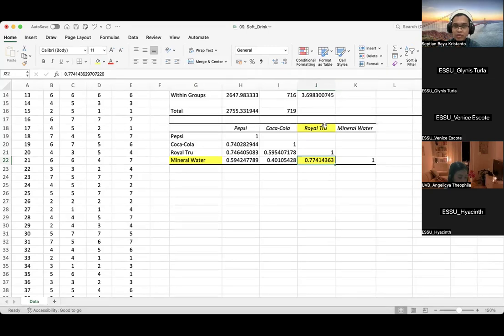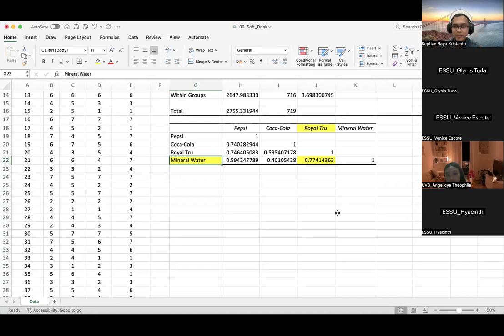While Royal Tea is a drink with a high sugar ingredient, it's the opposite of the mineral water. They are plain based. So when people take Royal Tea, they also take mineral water. Because for this analysis, we know that if you buy a Royal Tea drink, you also buy mineral water.